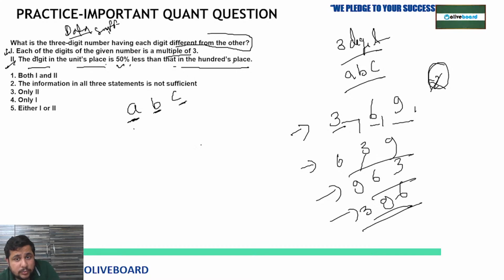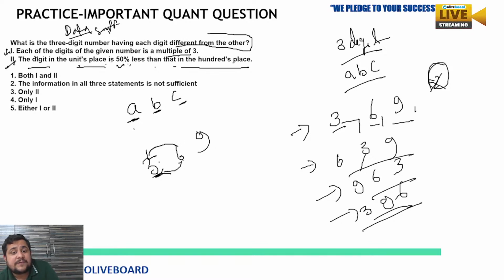So if we talk about 3, 6, and 9, which number can we say the digit in the unit place is 50% less than the hundreds place? If we compare these numbers, 6 is greater than 3, so we can say that 3 is 50% less than 6. 3 is half of 6. Yes. If we compare 9 to 6, this is one-third less, meaning 33.33% less than 9. And if we compare 9 to 3, that is two-third, almost 66.66% less than 9. So these are the three possible digits.